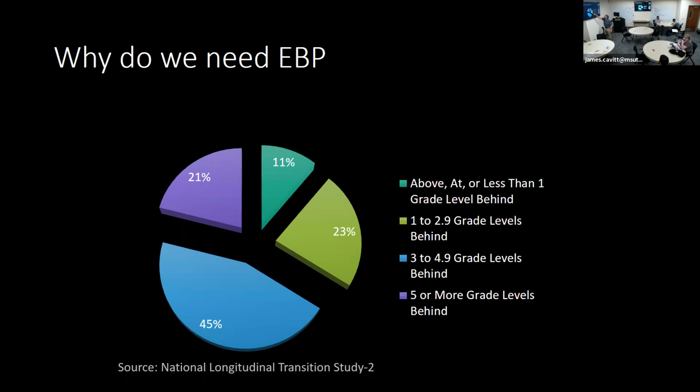This 23% is 1 to 2.9 grade levels behind. But look at this. 3 to 5 grade levels behind. Percentage, 45%. Almost half. That's bizarre, isn't it? And then we've got 21% that are more than 5 grade levels behind.